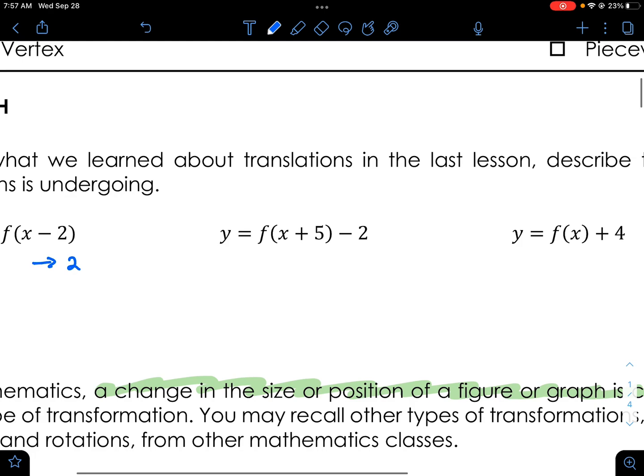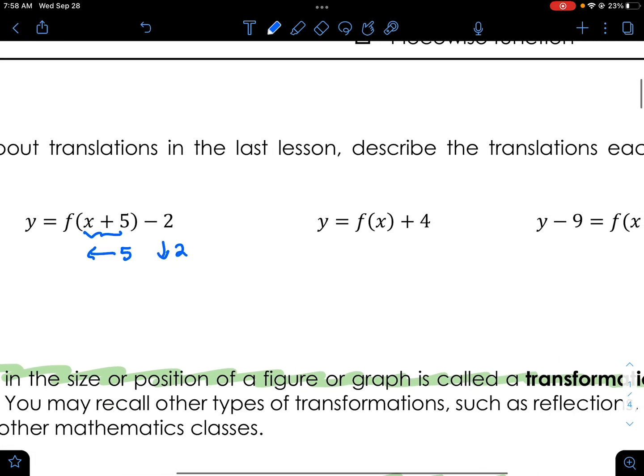This one, y equals f of x plus 5 minus 2, because this minus 2 is not with the y, it does not lie. So with y lies, not with y does not lie. So in this case, the x, again, is always lying, so we're going to go left 5, but we are going to go down 2 to translate this function.